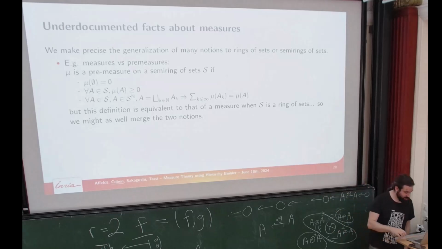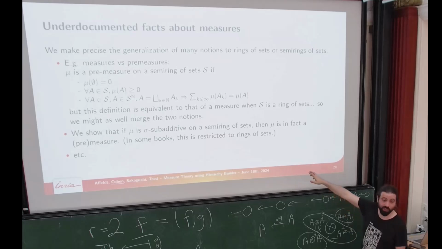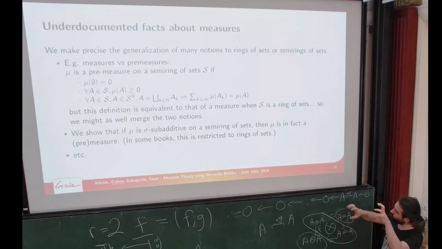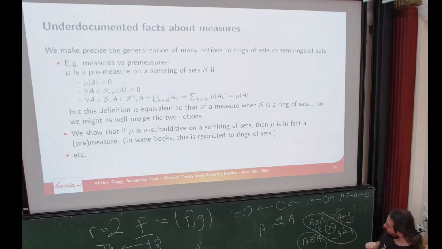You can also notice that, I didn't know this fact, but it happens to be useful at some point, and I thought it was interesting to get it as part of all these juggling pieces in measure theory. You can show that a measure that is sigma subadditive on a semi-ring of sets is in fact a pre-measure. I think I forgot the hypothesis.